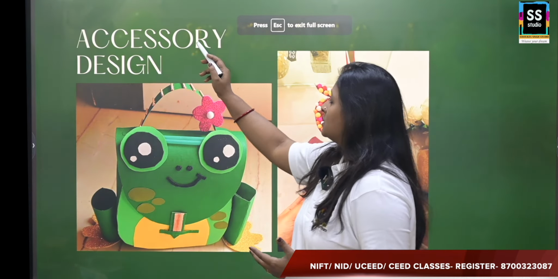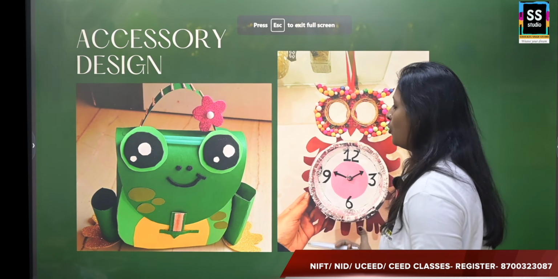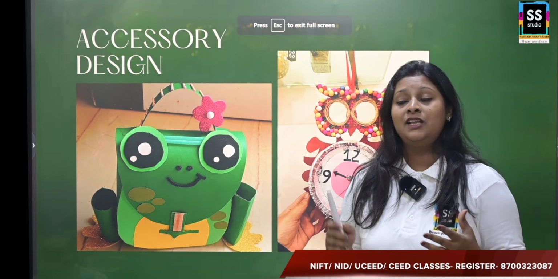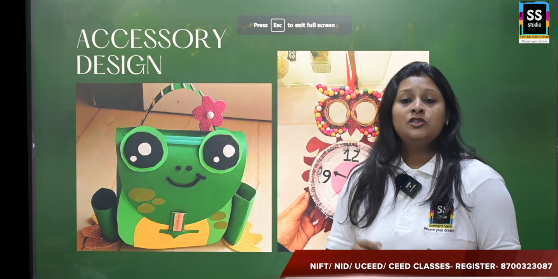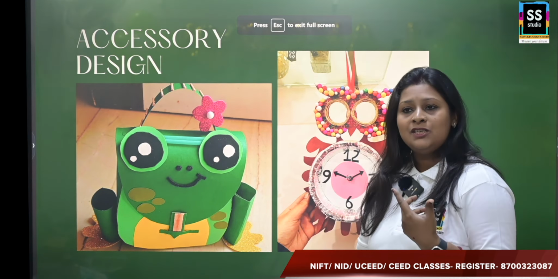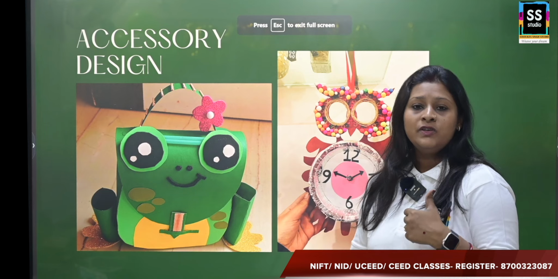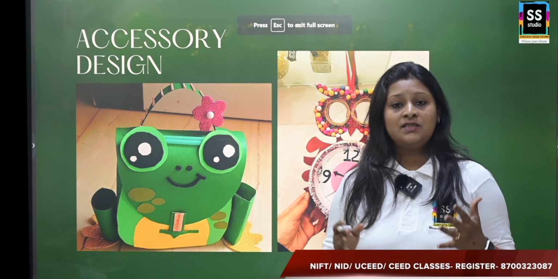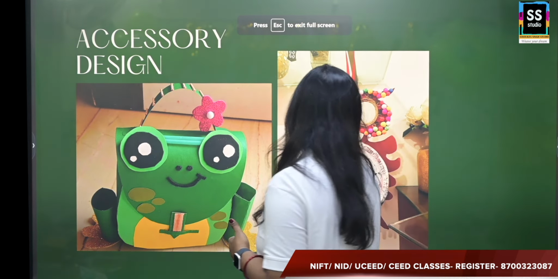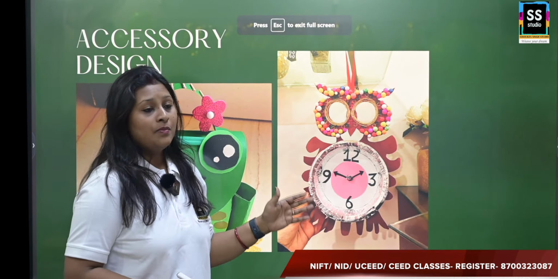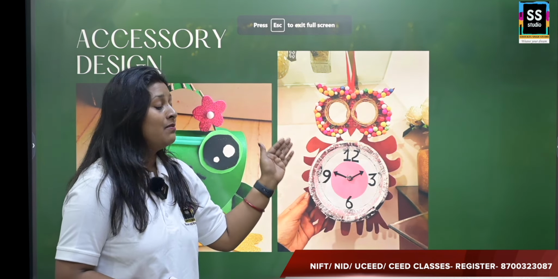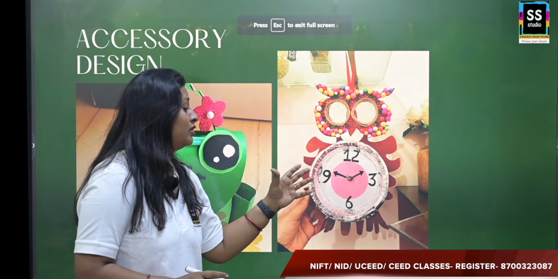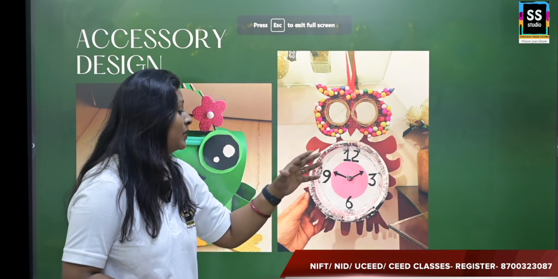Moving on, these are some of the accessory design questions that you can see here. Accessories design includes bags, clutches, pouches, belts, brooches, and jewelries also. So lifestyle accessories include these things also. Also, here is a clock inspired from the owl theme. This is how you can innovatively use the paper plate also.